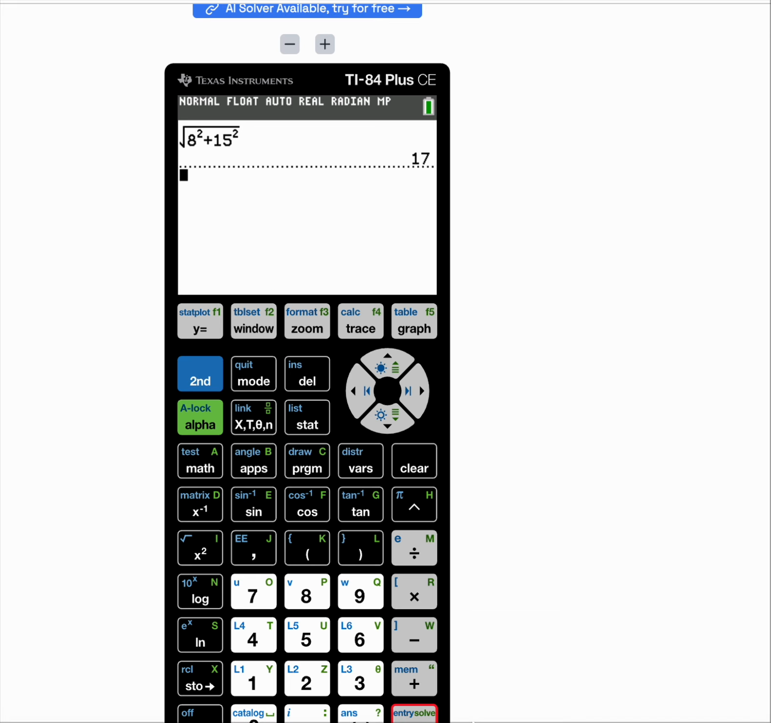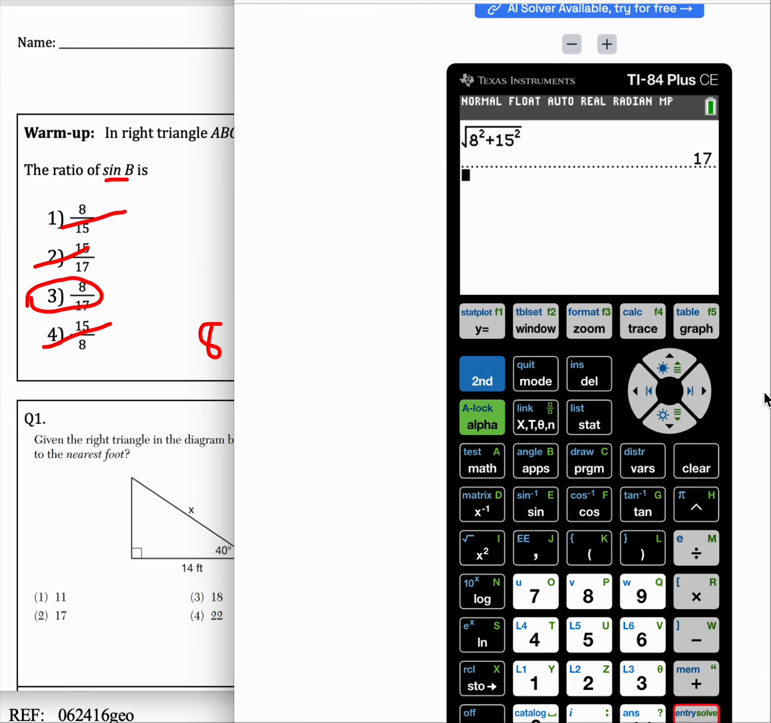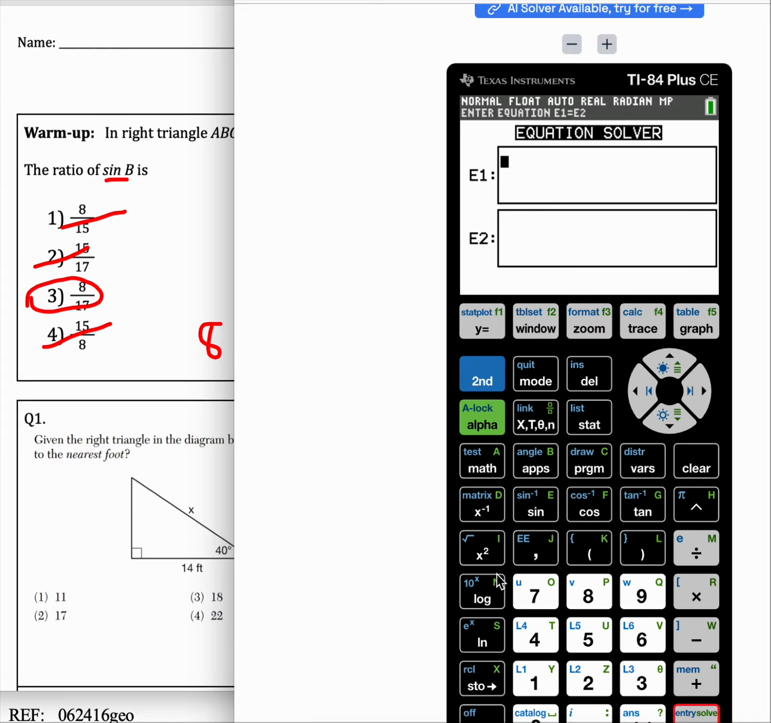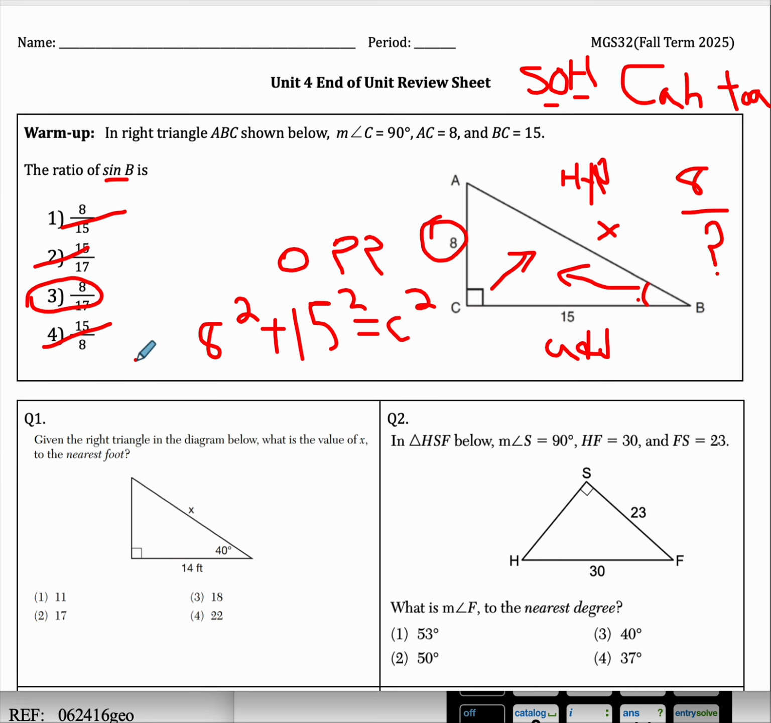Another way, if you're like, I don't remember how to do this equation, you could always go to, I think it's math, go up to where you find numeric solver, so you just go up 1 actually, and you put one side of the equation 8 squared plus 15 squared, and your other side of the equation is x squared because you don't know what it is, and hit OK and hit solve, and you will get an answer for x. X is 17, so C is 17.